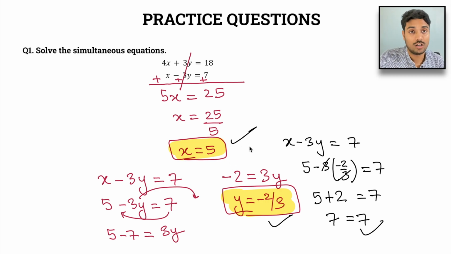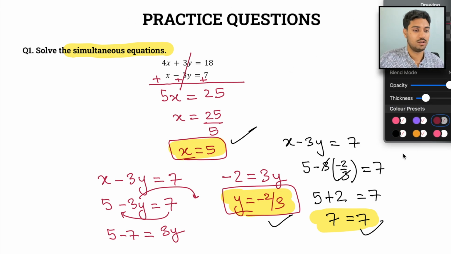This check is not asked in the examination. You will only be asked to solve the simultaneous equation and work out the value of x and y. But if you want to cross check sometimes, you can; in the examination you don't have to cross check each and every question like this. So for simultaneous equations you can check it like this. Let's move on to the next question now.